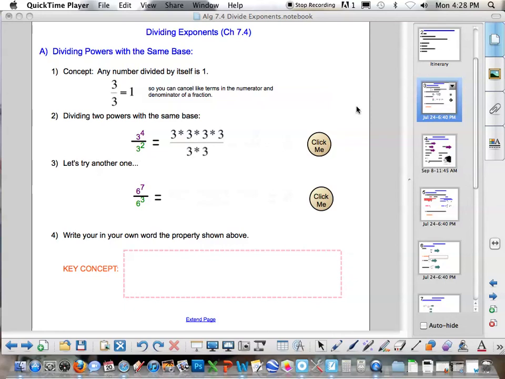We are going to be talking today about section 4 of chapter 7. It is called dividing exponents. We're going to be talking today a lot about dividing when we have powers with exponents.